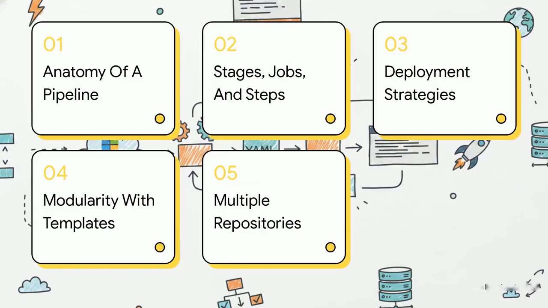Okay, let's dive right into this and map out our factory. We'll start with the anatomy of a pipeline, move into the hierarchy of stages, jobs, and steps, look at smart deployment strategies, explore modularity with templates, and finally, handle managing multiple external repositories.